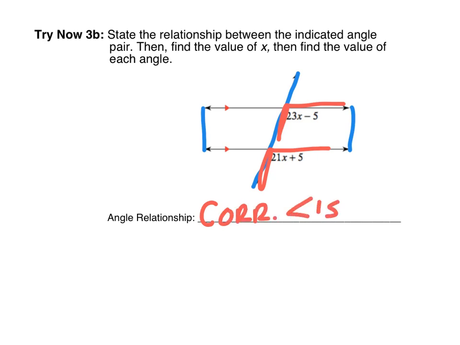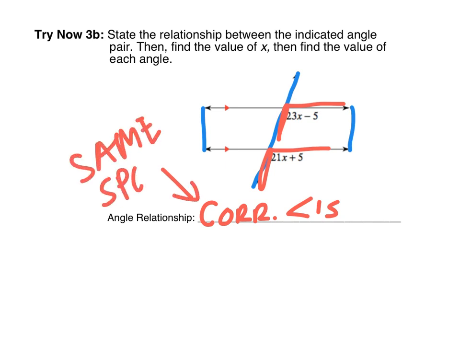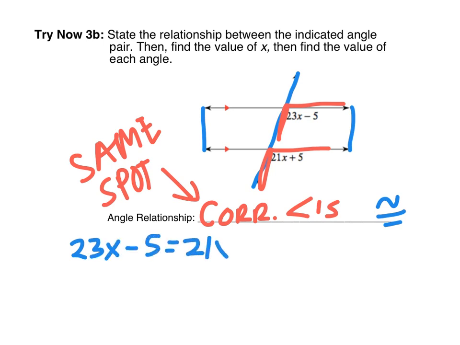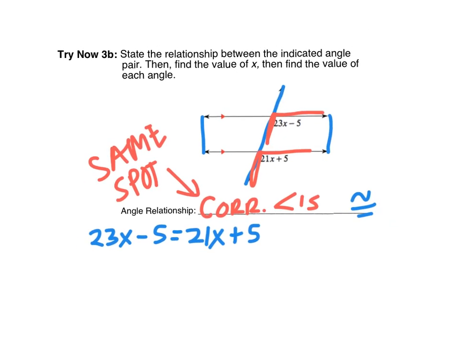Remember, corresponding angles are angles that are in the same spot. Now, if you look back at your table you just filled out, you would see that corresponding angles are congruent. That means that they are going to be equal to each other. So my equation is going to be 23x minus 5 equals 21x plus 5. I'm going to zoom out quick, but we're going to solve for x here.